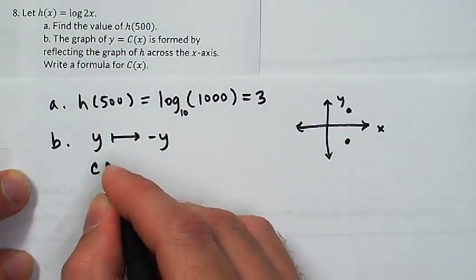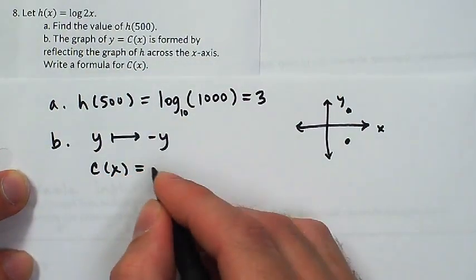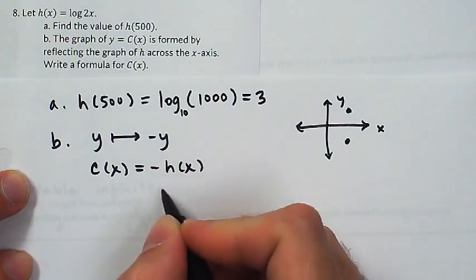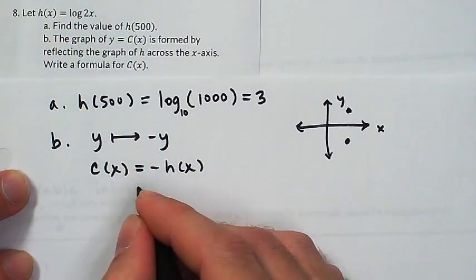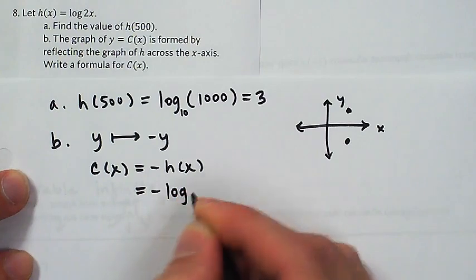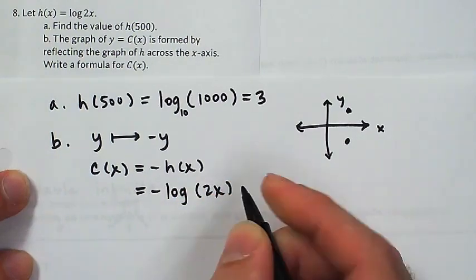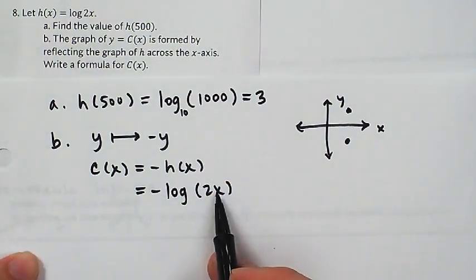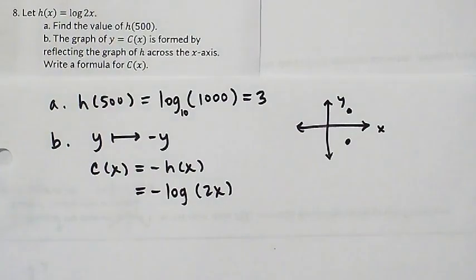So I'm going to say c of x equals the negative of h of x, and I multiplied y by -1, and that's going to be negative log of 2x. Now, if you wanted to write that as an exponent and simplify it further, this could be written as log base 10 of 1 over 2x, but that's not necessary, right? This is a formula that gives c of x, and that's going to be good enough for us. And that's going to be all for this video.